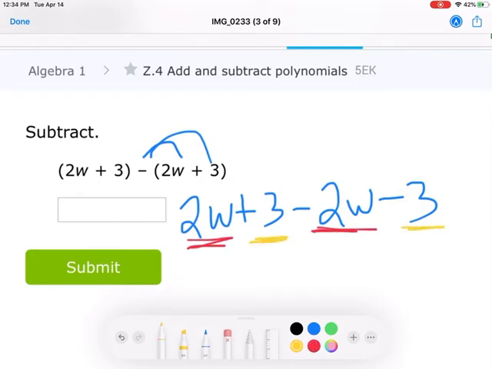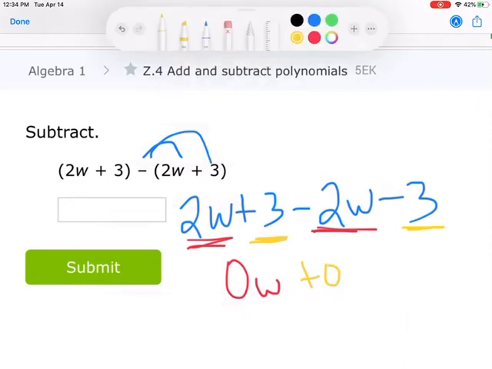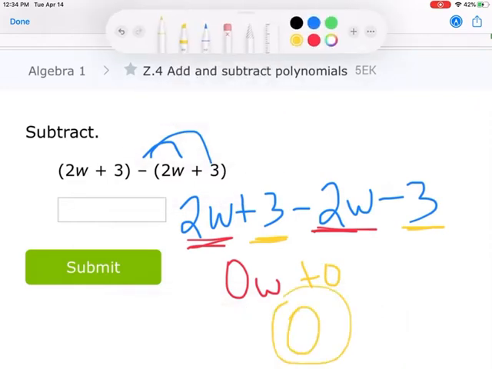Okay, so our w's, 2w minus 2w is 0. So 0w. 3 minus 3, oh shoot, I should have done that in red, sorry. Let me go back, 0w. 3 minus 3 is, again, plus 0. So that's your answer, it's just going to be 0. Submit. Enter. Done. And there you go.